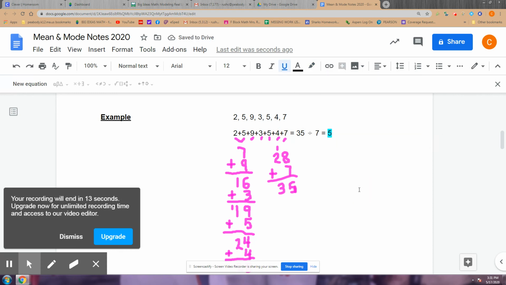Awesome job, guys. I'm going to make part 2 where we go over how to find the mode. So again, this was how we would find the mean.